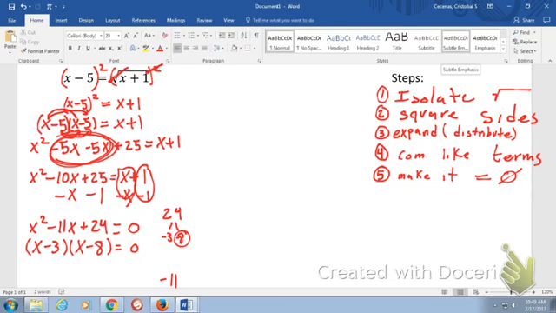So after we make it equal to 0, I didn't put this step down, but step number 6 would be factor.